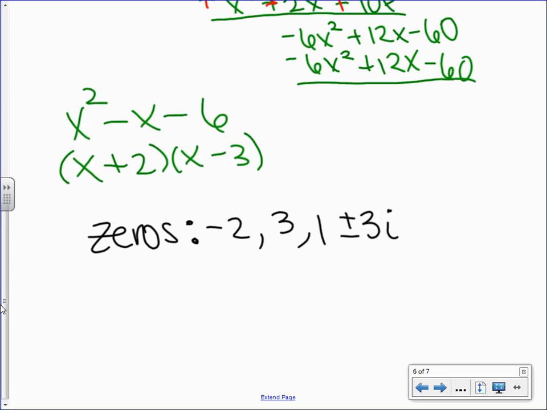And that's just one problem. That is one problem. You will have one problem like this on your homework. Do not skip it. I will not give you full credit if you skip this problem.